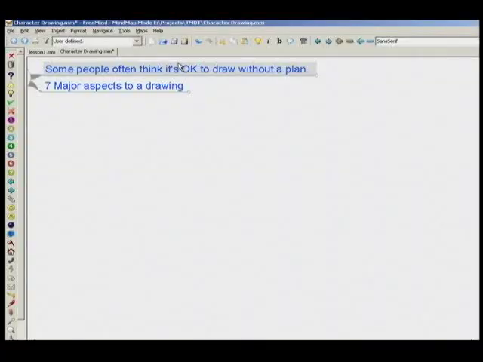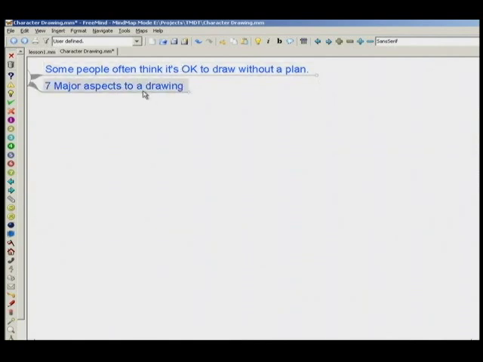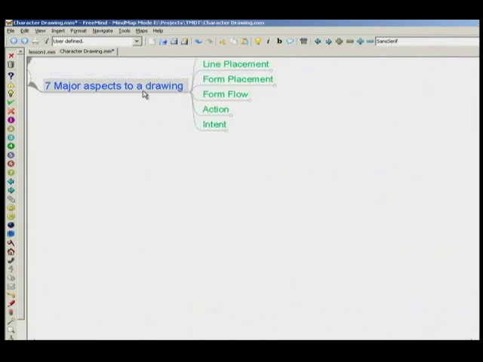So, how do I plan things out? I know there are probably some people out in the audience who think it's okay to draw without a plan, and this is why we can't have nice things. There are seven major aspects to a drawing that need to be planned out before we can get started.